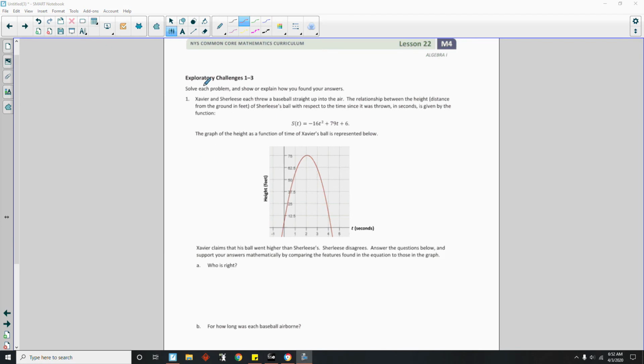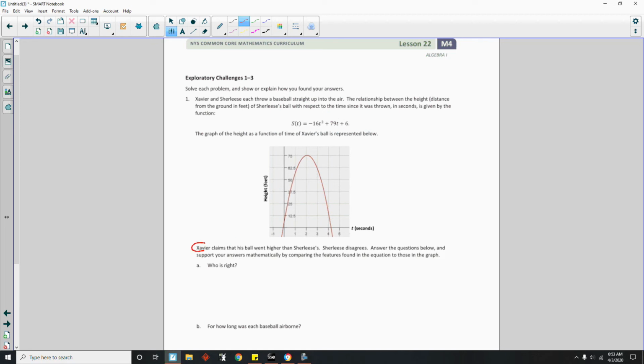Okay, page 2 brings us to the exploratory challenges 1 through 3. It says to solve each problem and show or explain how you found your answers. Xavier and Charlize each threw a baseball straight up into the air. The relationship between the height, distance from the ground in feet, of Charlize's ball with respect to the time since it was thrown in seconds is given by the function s of t equals -16t squared plus 79t plus 6. The graph of the height as a function of time, Xavier's ball, is represented below.